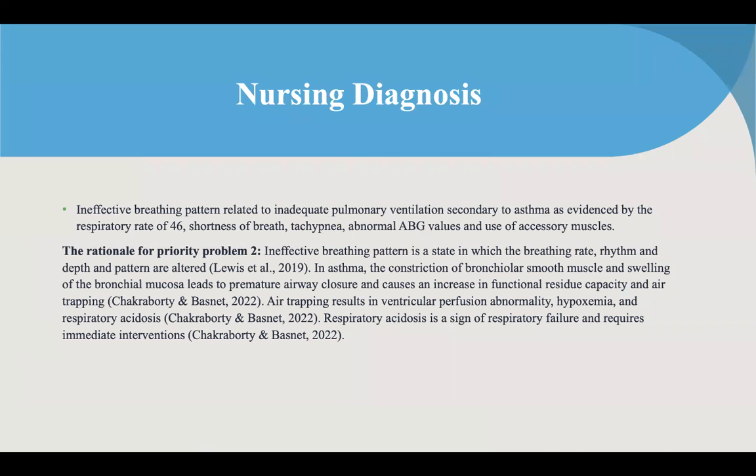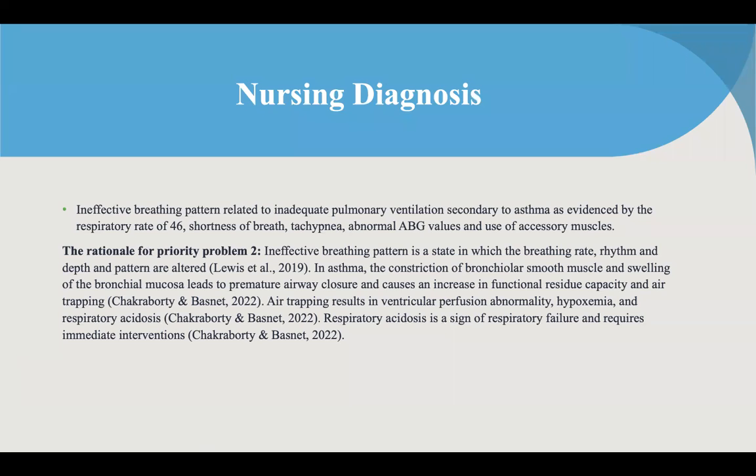The second would be ineffective breathing pattern related to inadequate pulmonary ventilation secondary to asthma, as evidenced by the respiratory rate of 46, shortness of breath, tachypnea, abnormal ABG values, and use of accessory muscles. Ineffective breathing pattern is a state in which the breathing rate, rhythm, and the depth and pattern are altered.